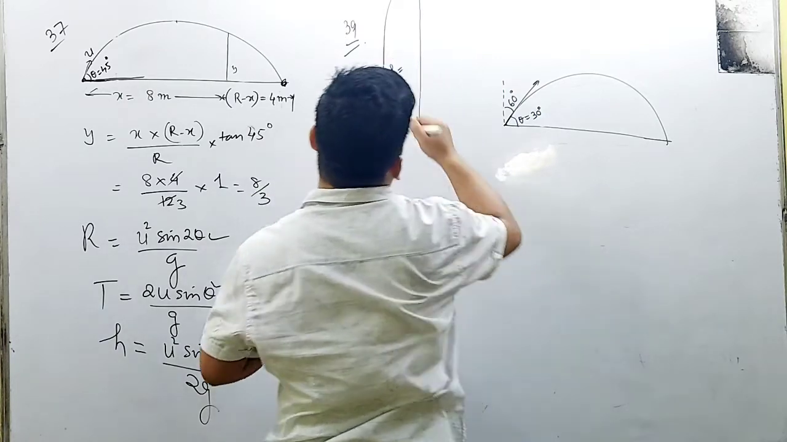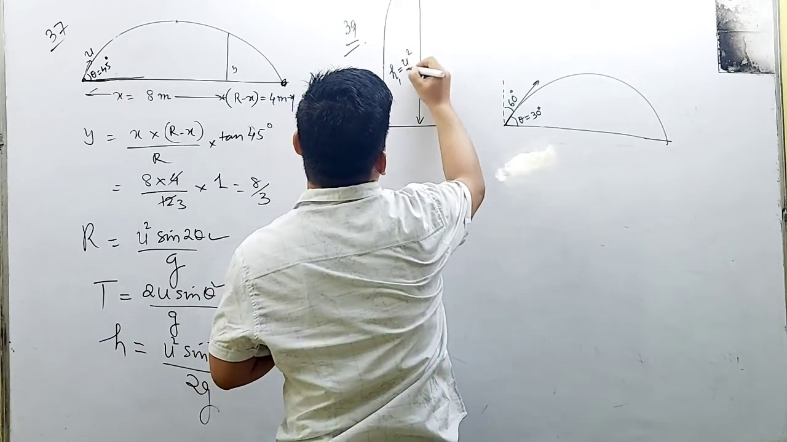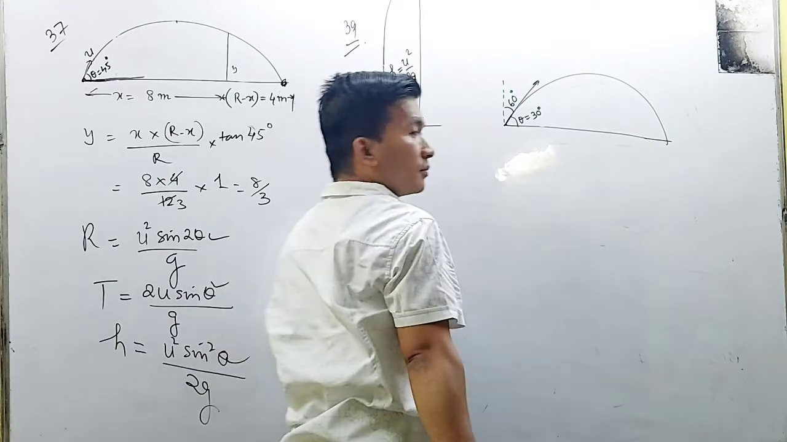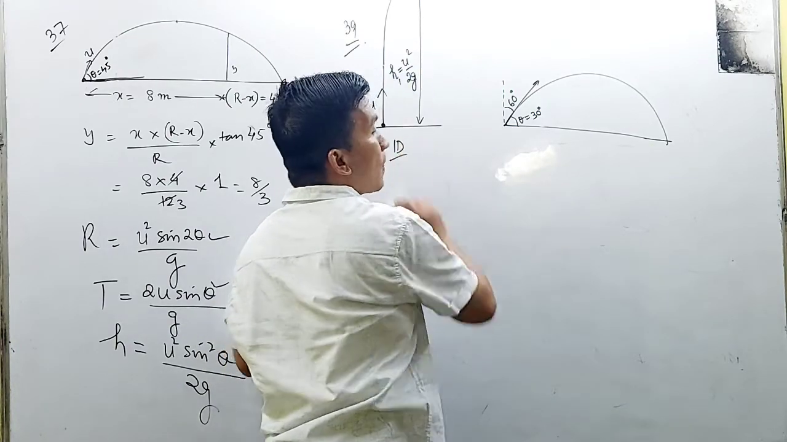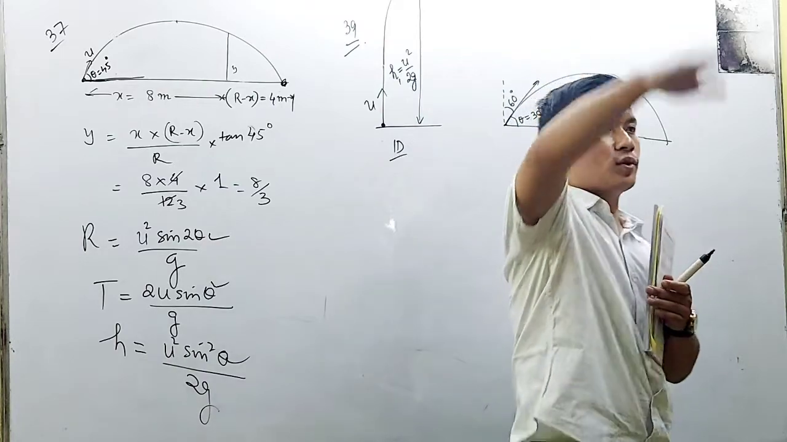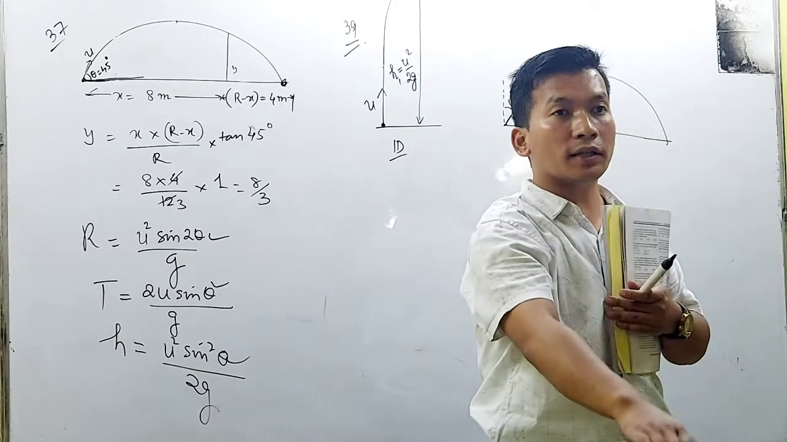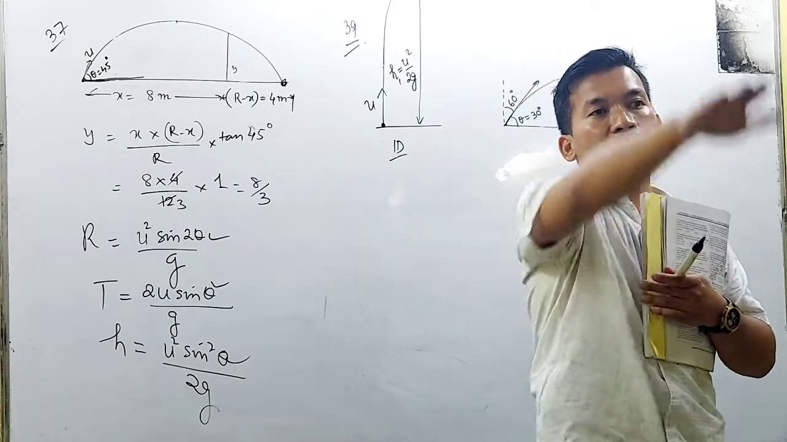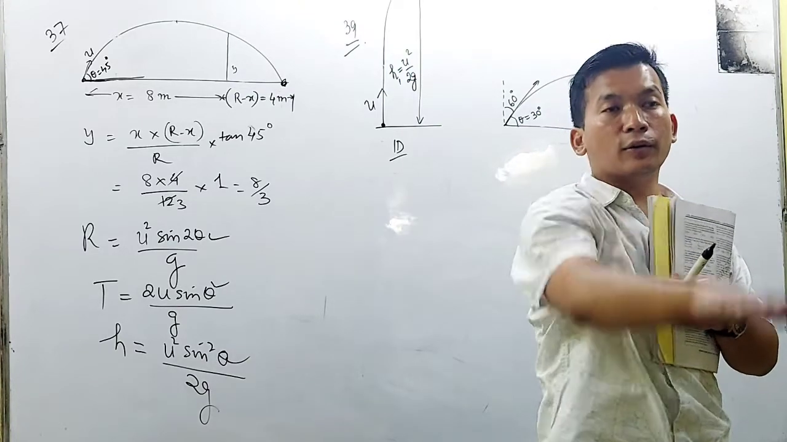H1 will be equal to u square by 2g. This is one dimension, one dimensional motion, motion in a straight line, along a straight path.